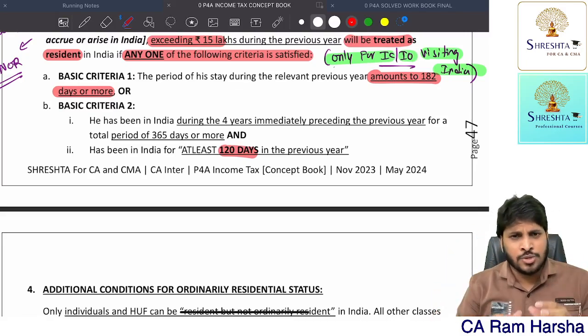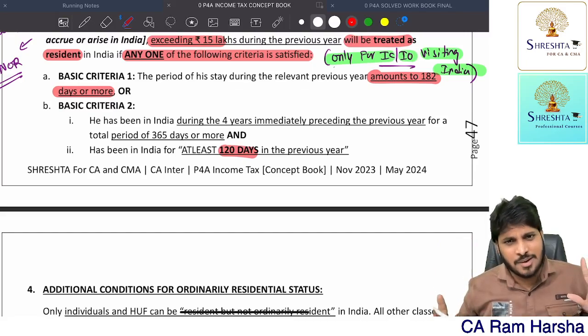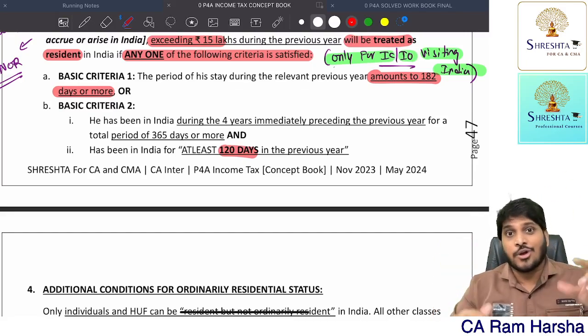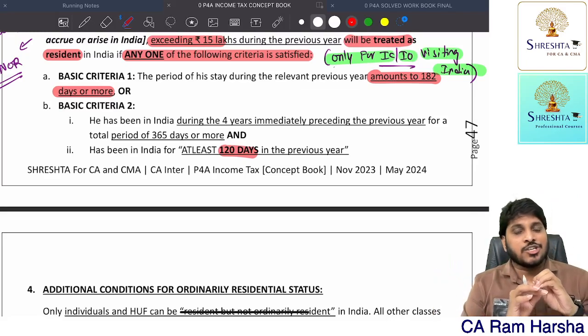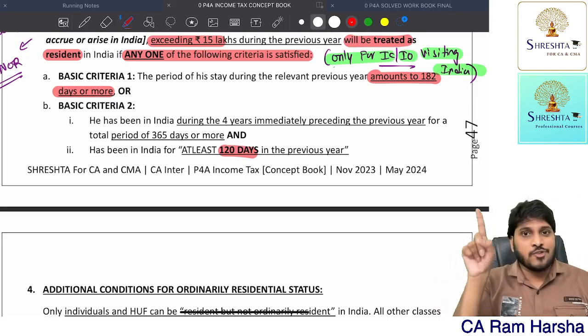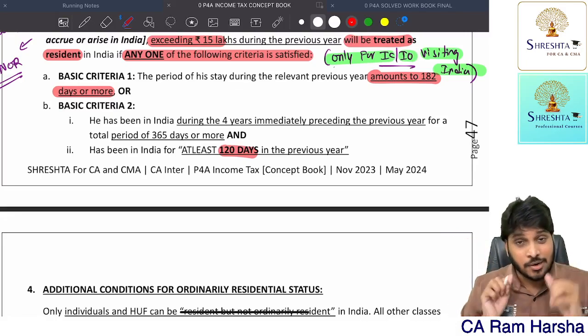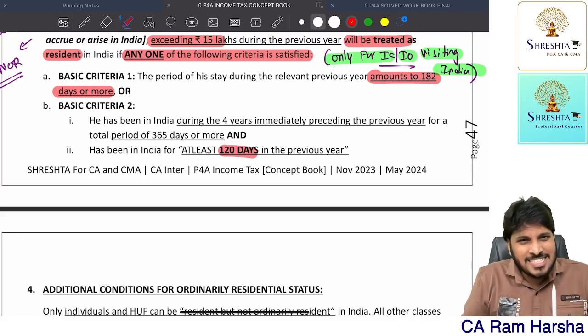What is basic condition 2? 60 days or more is enough in the relevant year, and 365 days or more in the past 4 years. Then also he is a resident. If basic condition 2 is also not satisfied, then we will have to go and check 61A. That is also not satisfied, he is a non-resident.